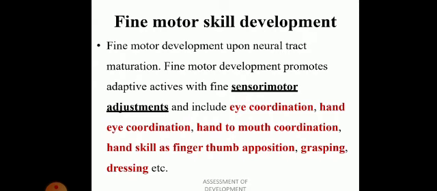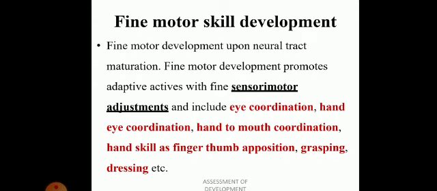Second is eye-hand coordination. That is very useful whenever you want to feed yourself. If the child sees the food, wherever the food is, the child concentrates on that particular spot, and the hand will go there, and the child will be able to pick up that food. So the eye will be guiding your hand. That is eye-hand coordination.